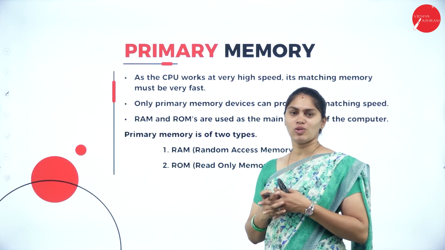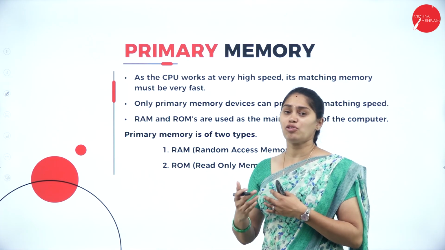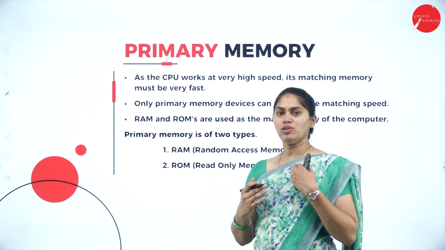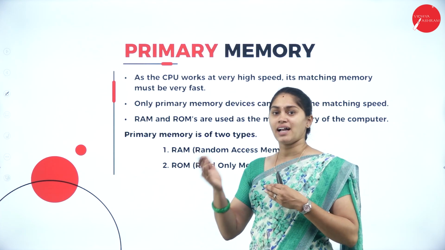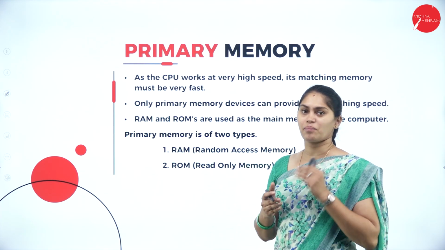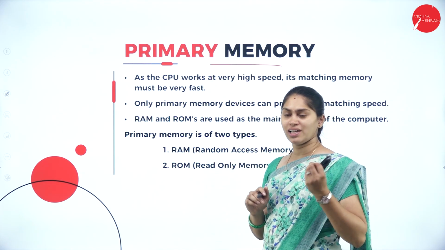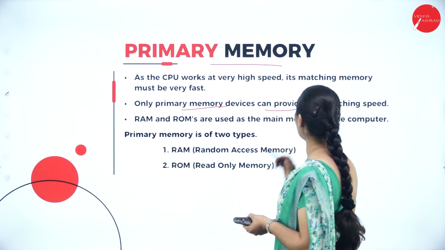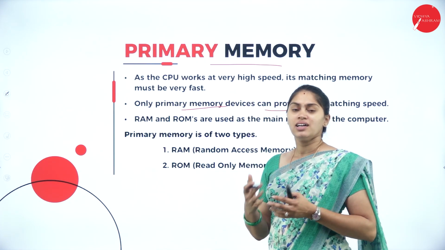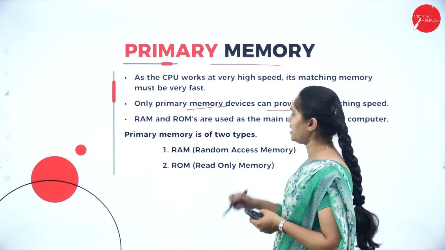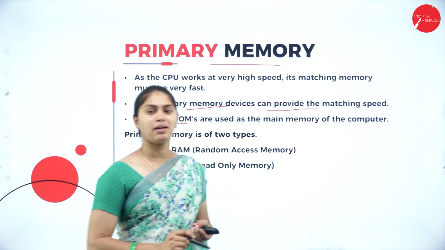Also, as you all know, the CPU does processing at very high speed, and we have to match that speed, providing storage at the speed of the CPU processing. That can happen only with the help of the primary memory. Only the primary memory or main memory can provide that matching speed between the processor and the computer's memory. Here you can see RAM and ROM both come under primary memory.